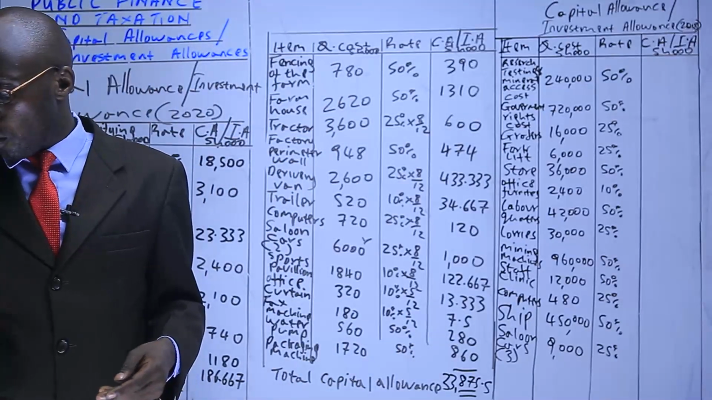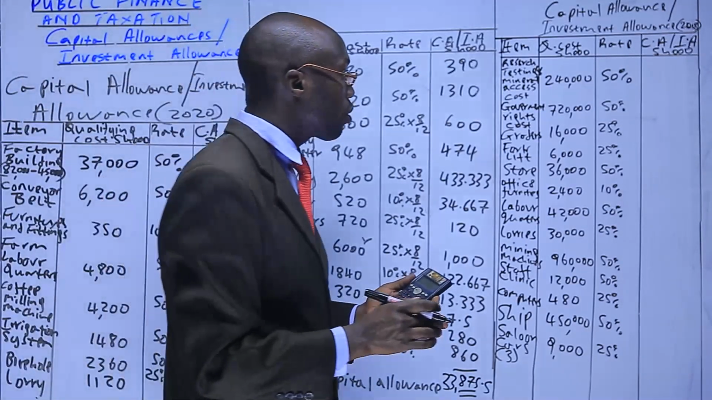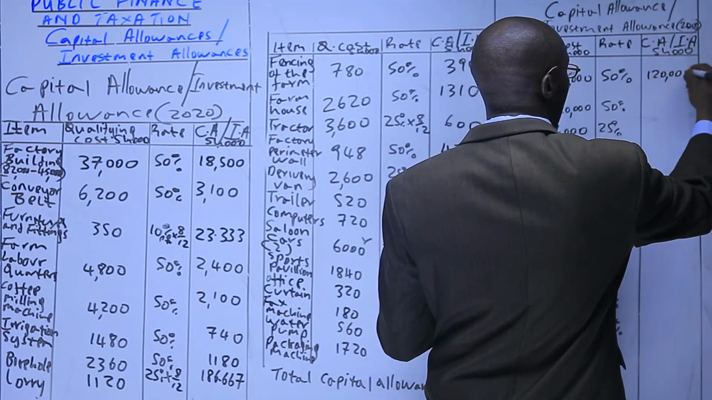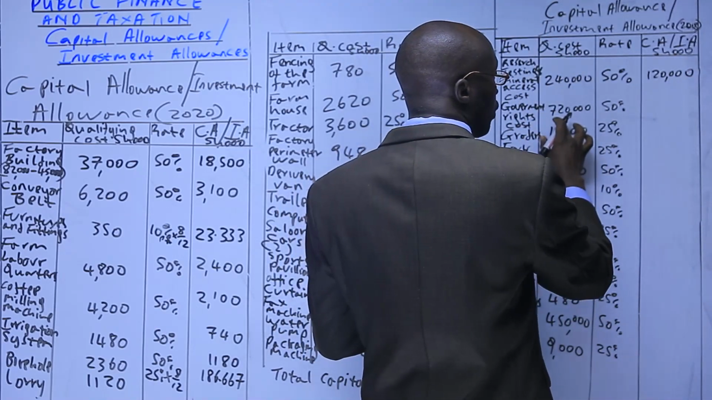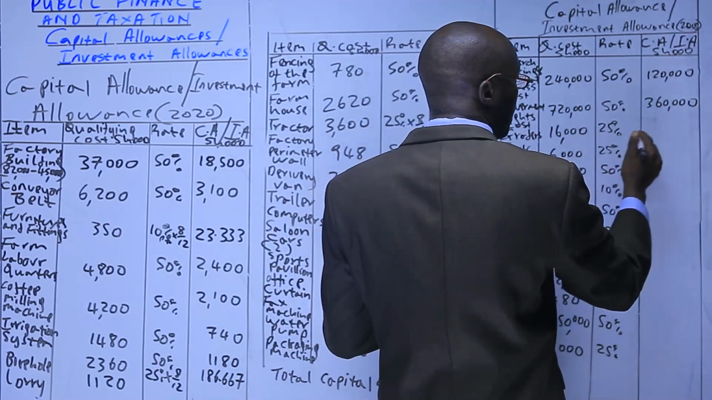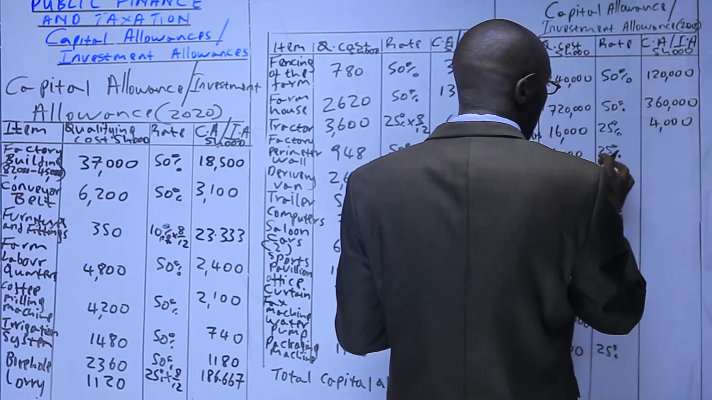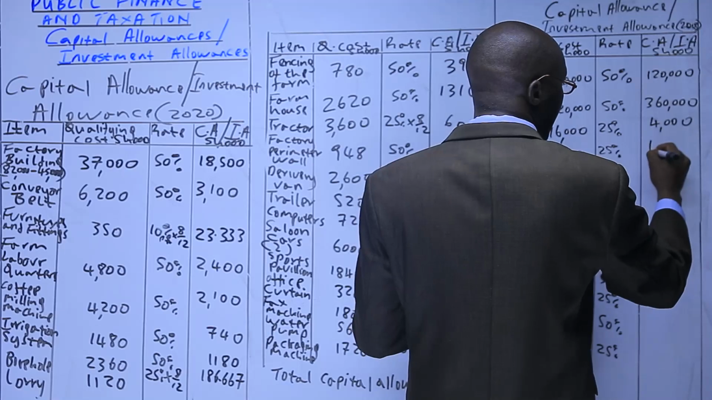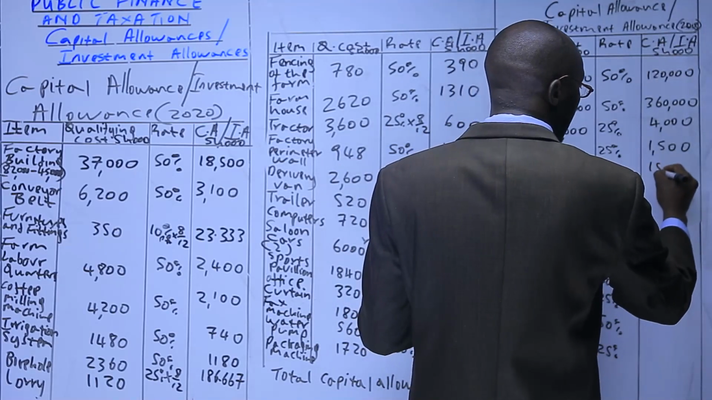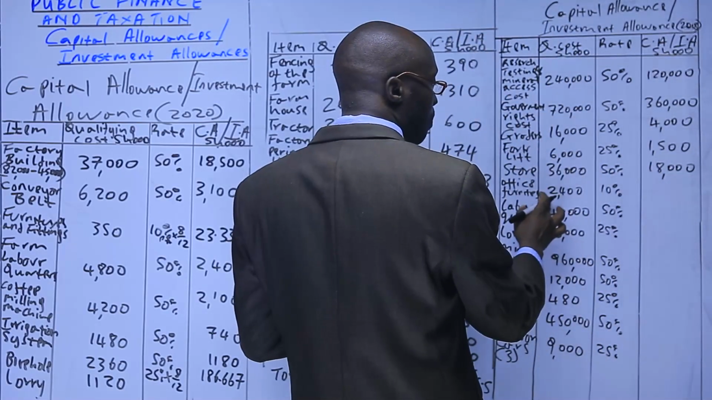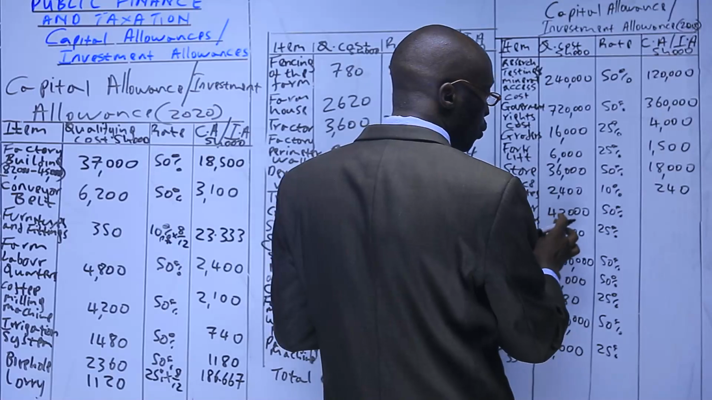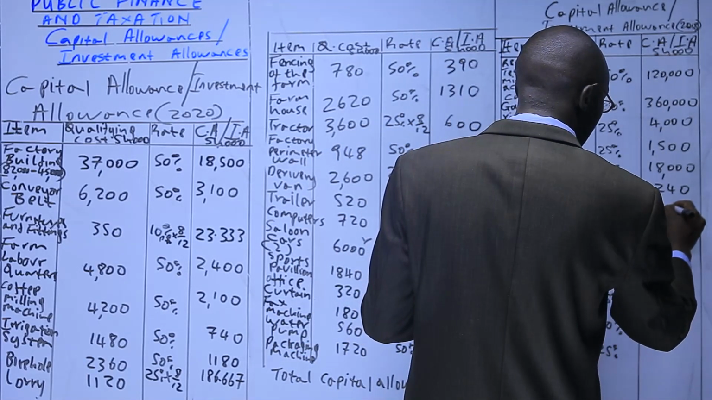From there, we do the computation of the amounts. So 50% of 240,000, that will be 120,000. 50% of 720, that will be 360,000. 25% of 16, that will be 4. 25% of 6, that will be 1,500. 50% of 36, that will be 18,000. 10% of 2,400, that will be 240. 50% of 42,000, that will be 21,000.